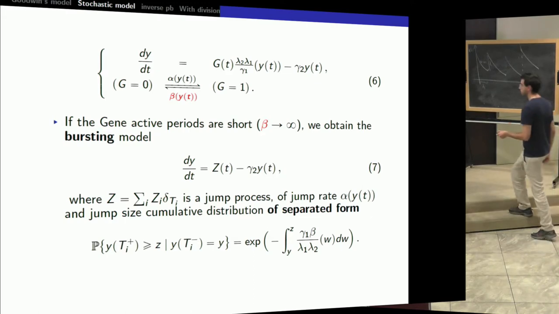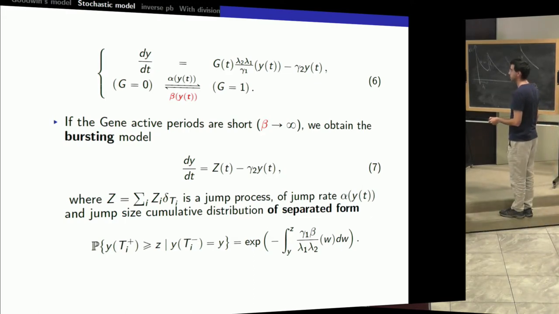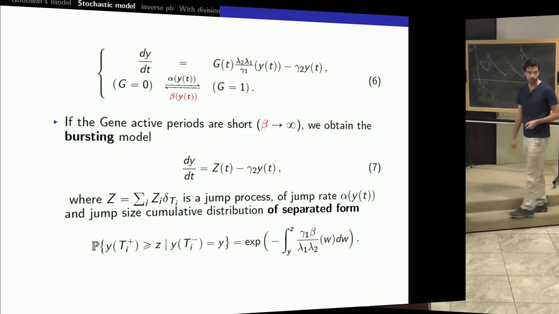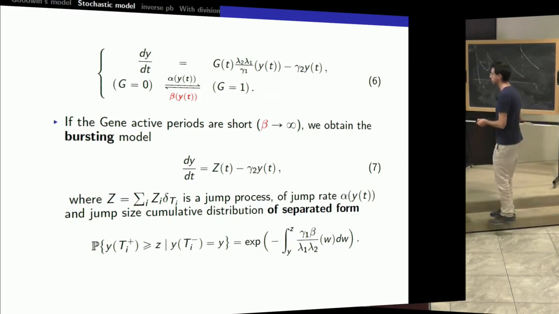Well, this produces the burst, and this gives you this equation at the end, which is a Poisson-driven stochastic differential equation. And the Poisson is exactly the stochastic time where the gene went on. And during this time, it has the probability to produce a given amount of protein. And this amount is my jump size.